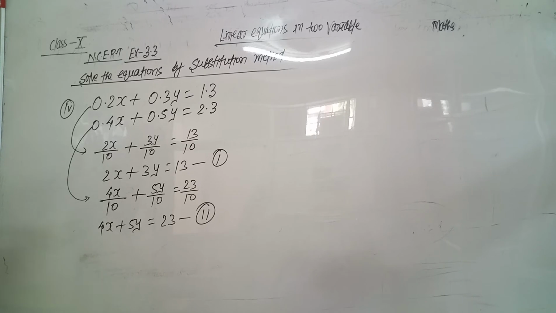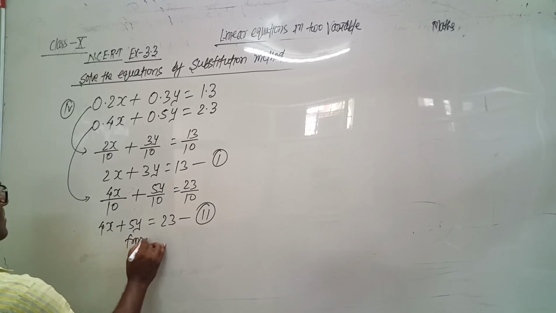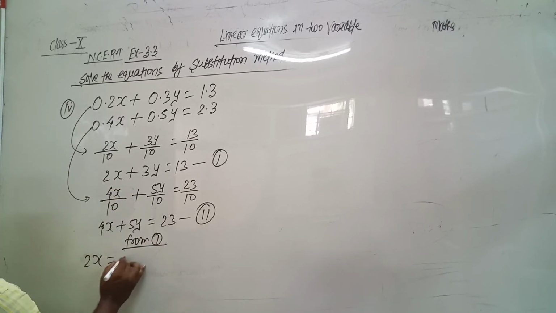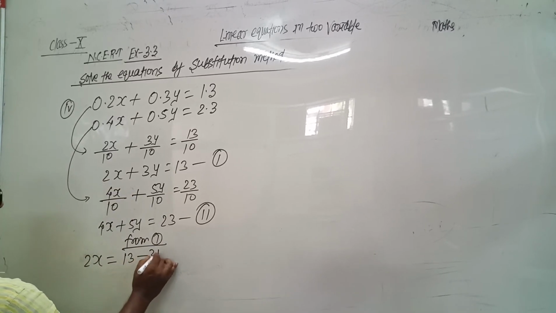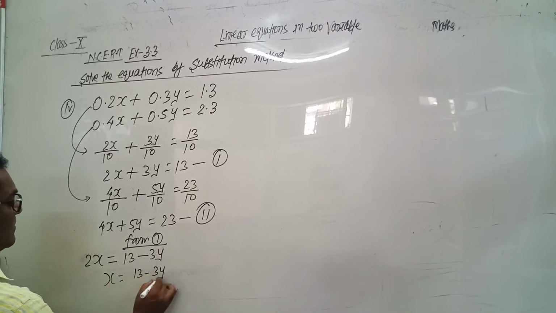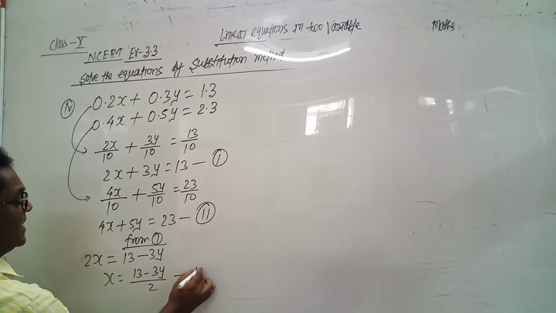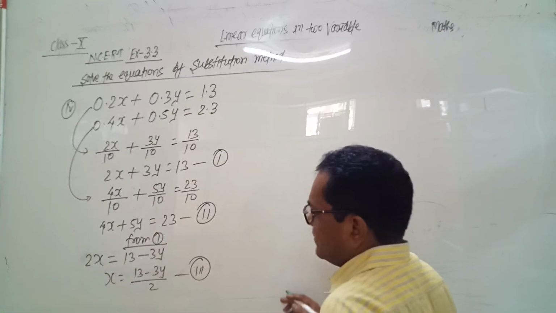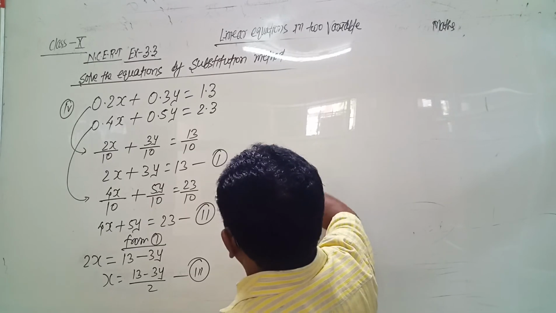Now we eliminate the value of x from the first. So we write from first, we have to eliminate the value of x. So 2x equals 13 minus 3y, and x equals 13 minus 3y upon 2. Name it equation number 3. Now put the value of x from the third into the second.